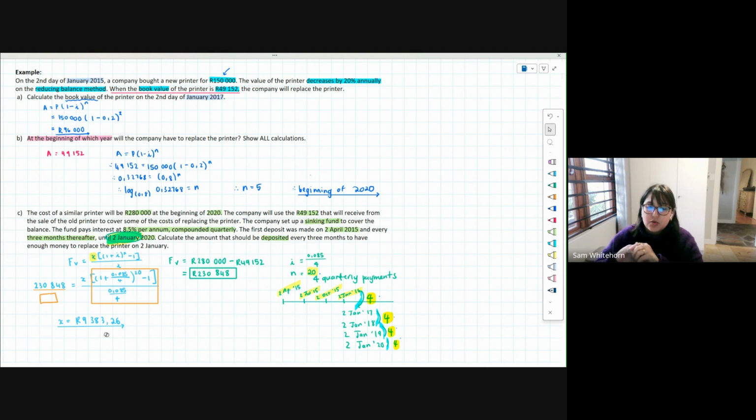Okay, I've just made it a bit smaller so you can screenshot everything. And then we're going to have a look at some past paper type questions of what you can expect in your exams.